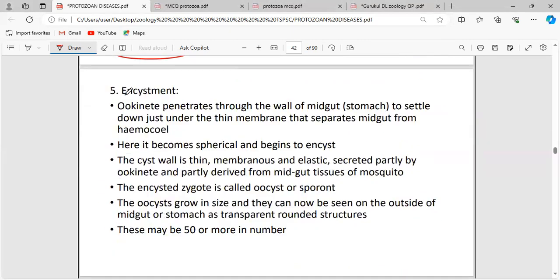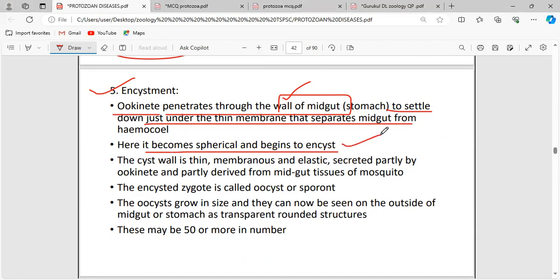Okay. Now, encystment. This ookinete penetrates through the wall of the midgut and settles down just under the thin membrane that separates the midgut from the hemocoel. Here it becomes spherical and begins to encyst. Again, they are going to undergo some structural change. What has been done in the parasite? The ookinete has been covered by a cyst wall. That is the process called encystment.